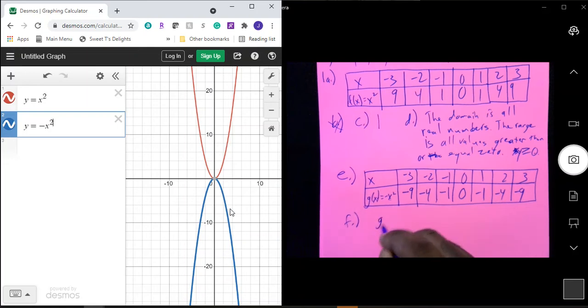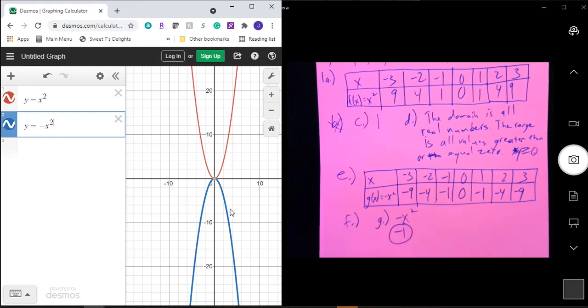Now we go here to g. G, what is the coefficient of the term negative x squared? Now remember, when we don't see a number in front of the variable, it's assumed to be 1, but this has a negative sign in front of it, so it's negative 1. So our answer here would just be negative 1. That is the coefficient.